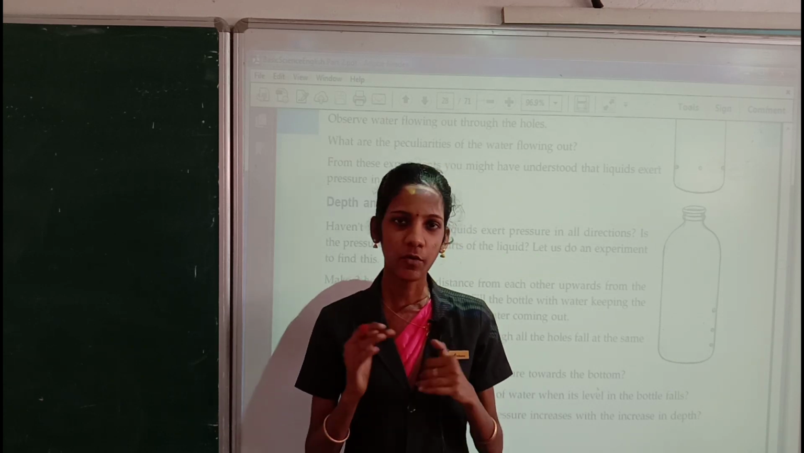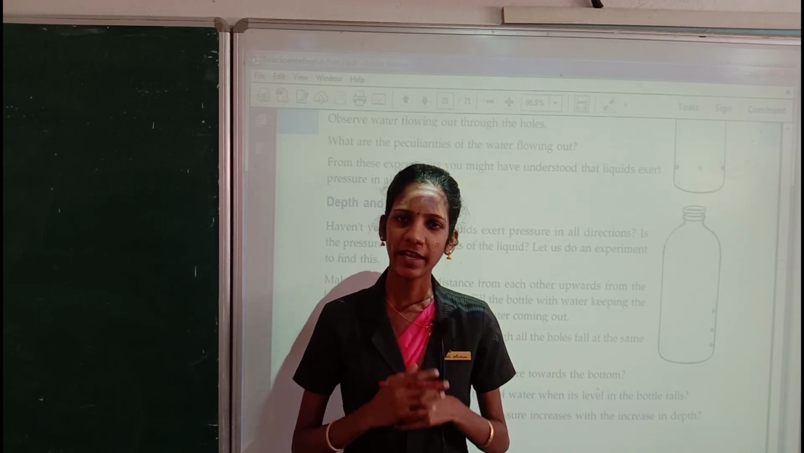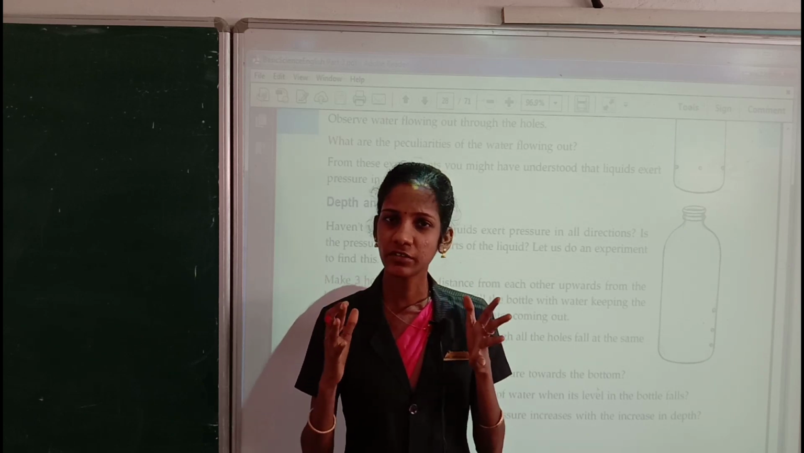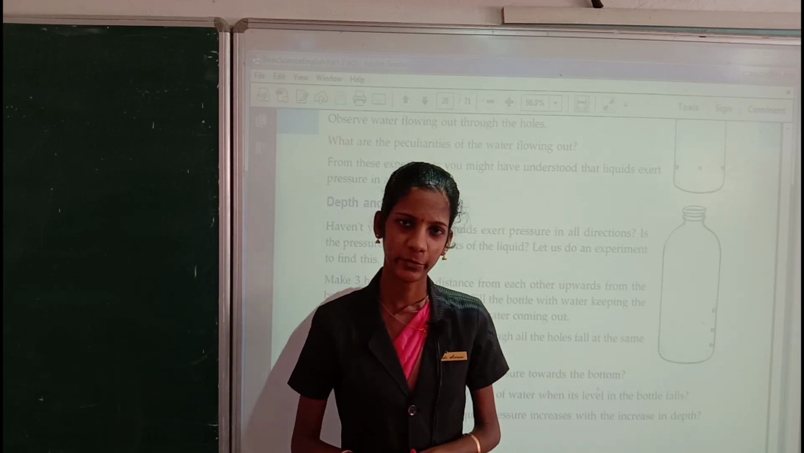From this experiment it is clear that as the depth increases, the pressure of the liquid also increases. So in a water body, where can we feel the maximum pressure? Yes, it will be towards the bottom of the water body.